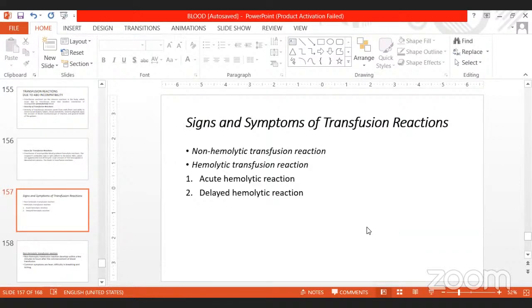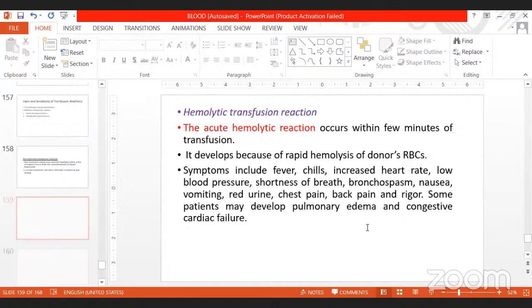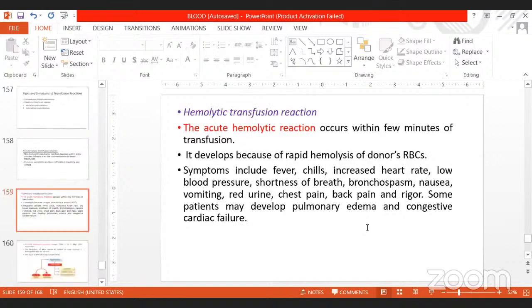The hemolytic reactions are of two types. They are acute and delayed hemolytic reactions. The non-hemolytic reactions develop within a few minutes to hours, and they are like fever, difficulty in breathing and itching. In the acute hemolytic reactions, that means within a few minutes, there is rapid hemolysis of the RBC.